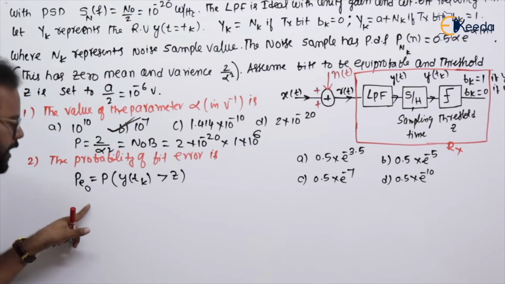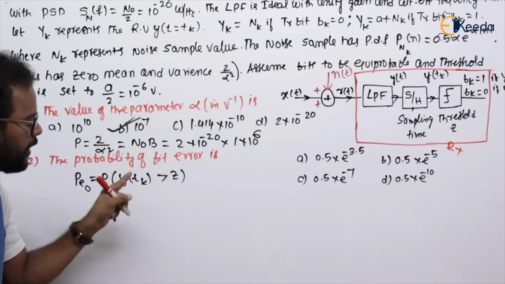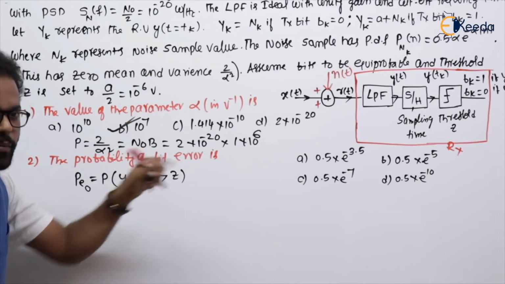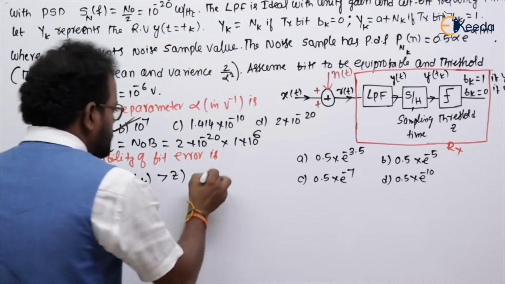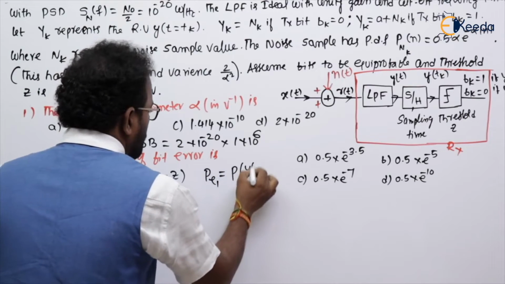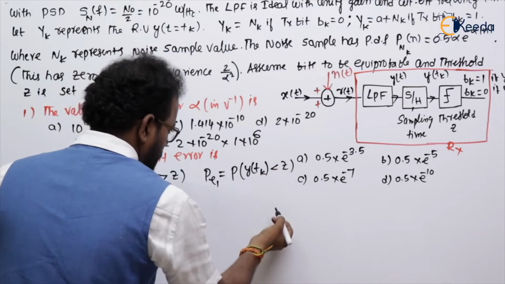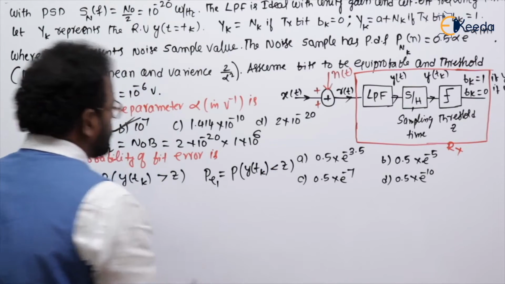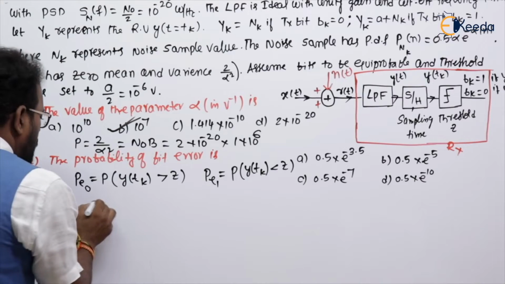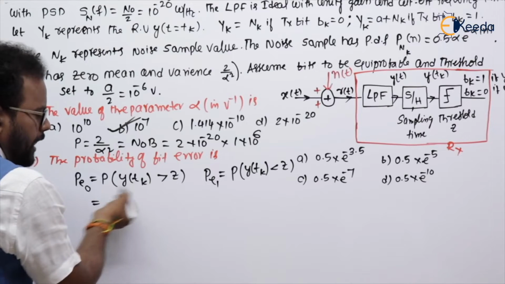The probability of error for 1 is less than. So if you transmit 1 and y of tk is less than the threshold, it is treated as 0, but you transmitted 1. So I can also say the probability of error for 1 is nothing but the probability of y of tk value less than the threshold. Here it is greater than the threshold. Both are equiprobable, so you can calculate either one. How to calculate this probability?